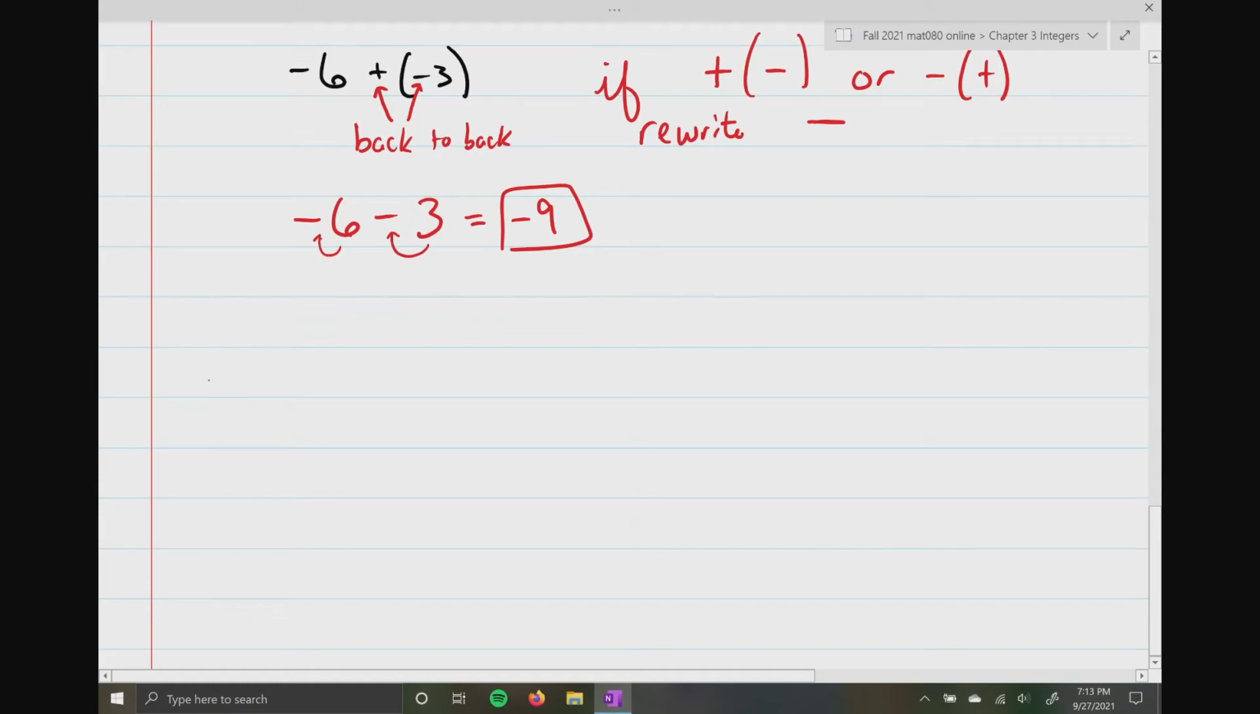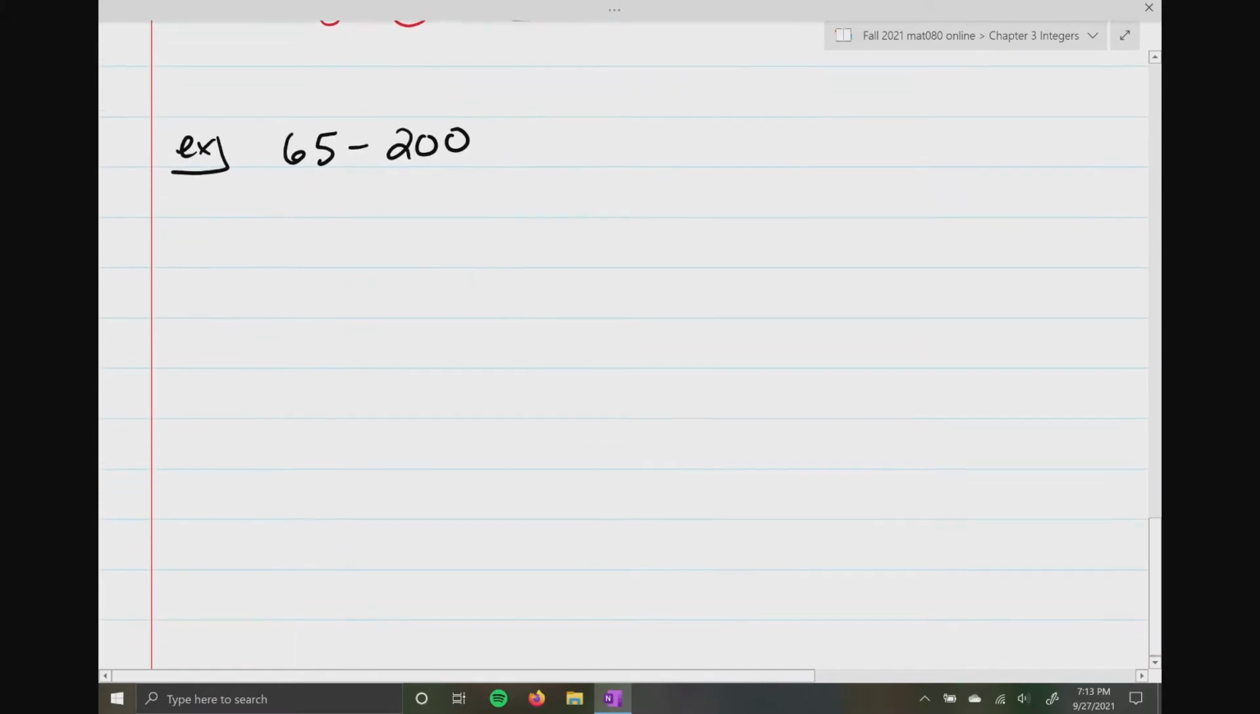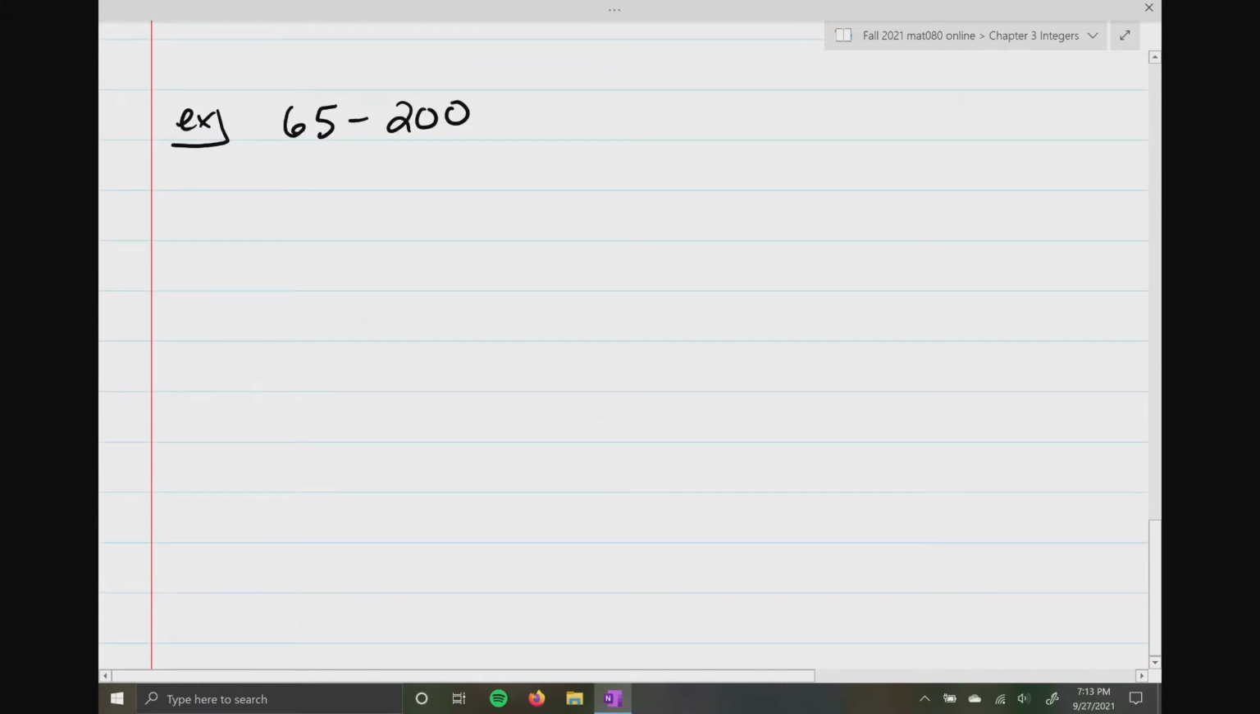We're using rule number 2. So here's some problems here with rule number 2. So let's see here. What do we got? 65 minus 200. Okay? Well, in this example, these signs are opposite. So there's a plus sign for the 65 and a minus sign for the 200. So the signs are opposite. So we're going to have to go ahead and do our thing here.